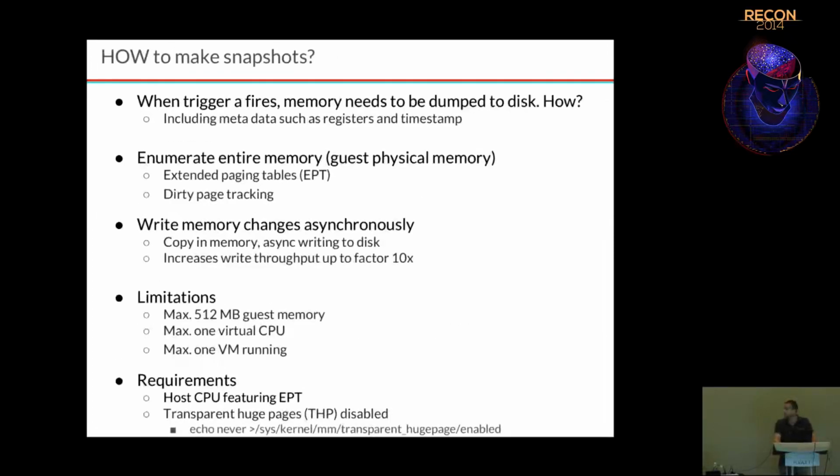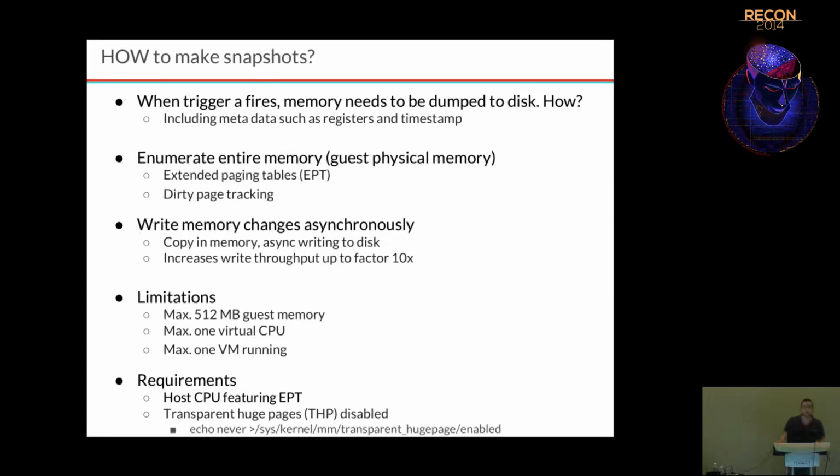So now that it is clear when to make a snapshot, let's see how we make snapshots. For making snapshots, we enumerate the entire guest physical memory, including every memory mapped I/O. This is done by traversing the extended page tables. Those tables are used to map the guest physical memory and to separate it from the host physical memory. By doing that, we also keep track of the state of a certain physical memory page, for example, if it is dirty or clean since we took the last snapshot.